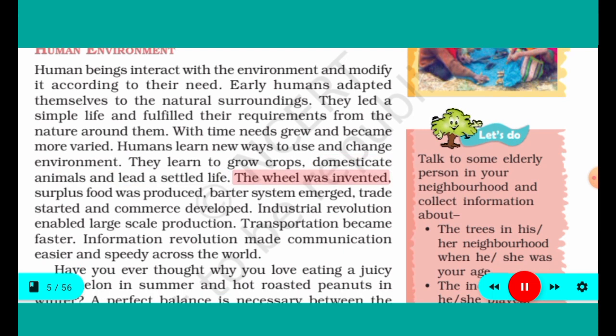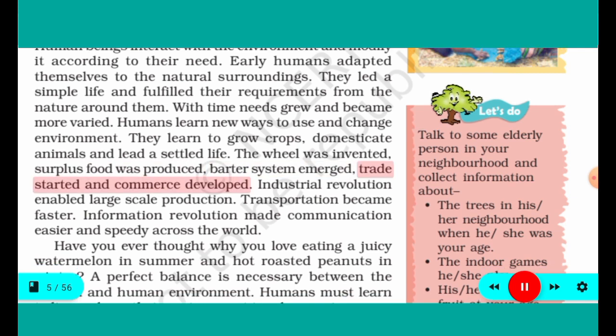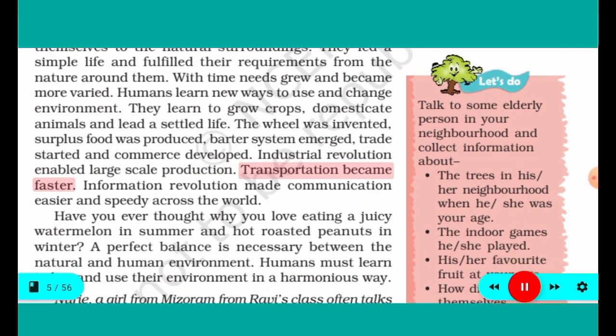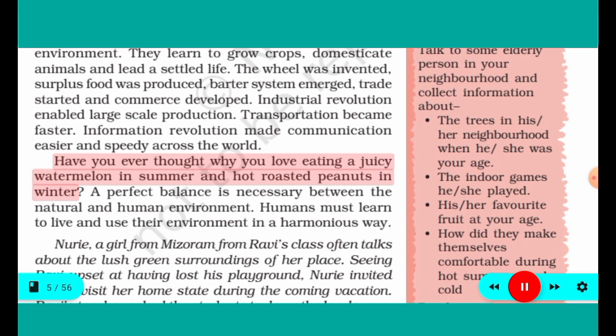The wheel was invented. Surplus food was produced. Barter system emerged. Trade started and commerce developed. Industrial revolution enabled large-scale production. Transportation became faster. Information revolution made communication easier and speedy across the world. Have you ever thought why you love eating a juicy watermelon in summer and hot roasted peanuts in winter?